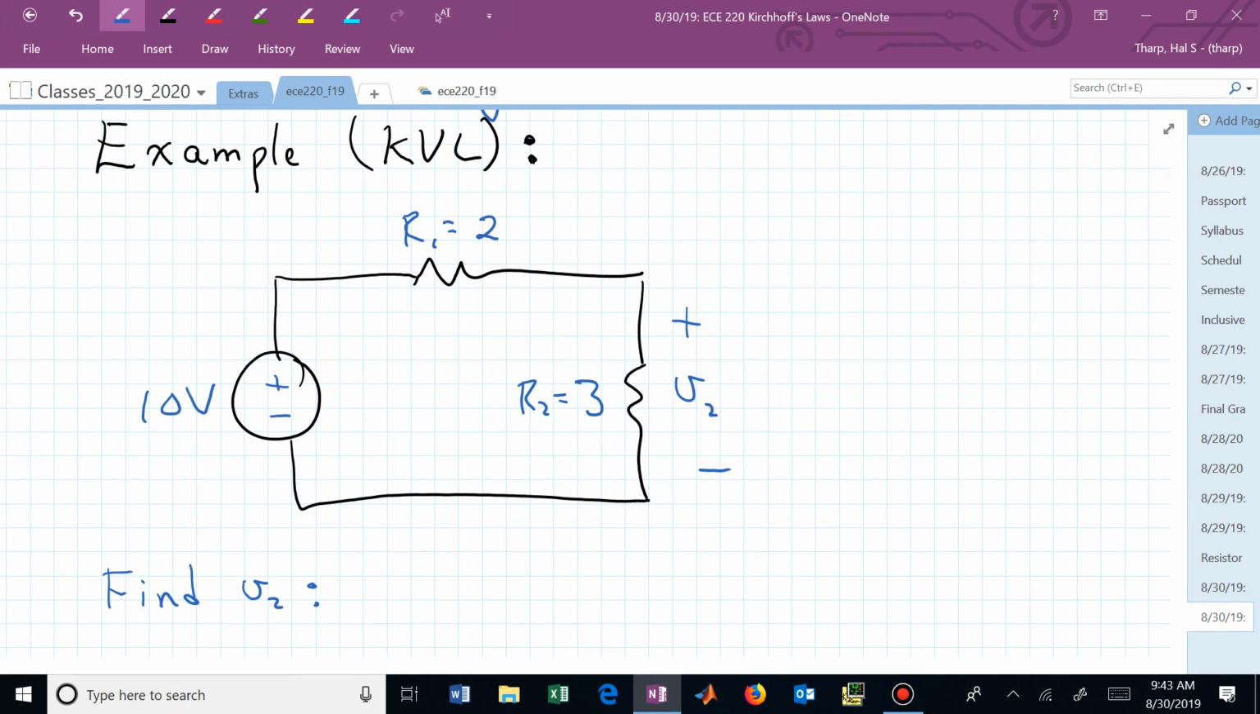Find V sub 2. And I'm giving you a hint. I said it's an example for KVL. So now how do you apply KVL to find V sub 2?